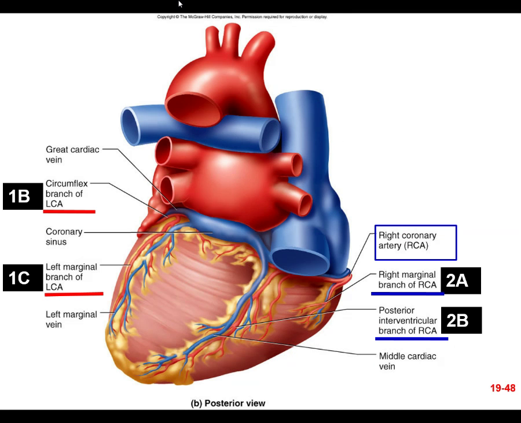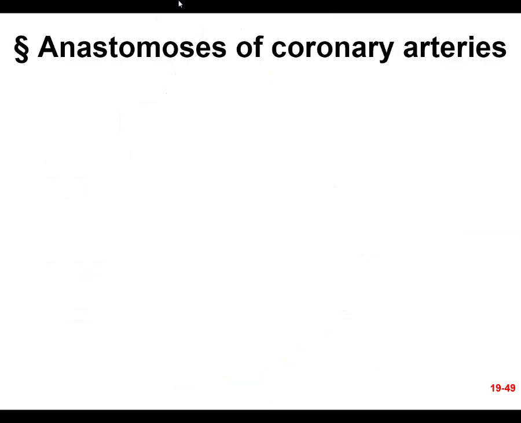Okay, so this is another picture showing you the coronary arteries on the posterior side of the heart. So you can see where they wrap around. Anastomosis. What does anastomosis mean? Anybody know what anastomosis is? Big word. It just means connection.